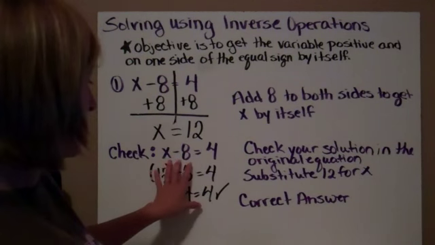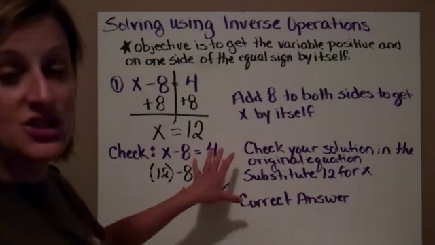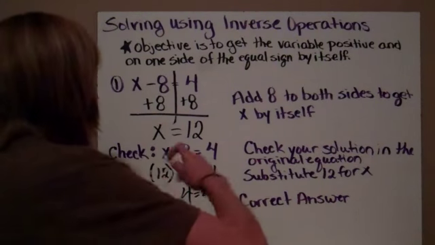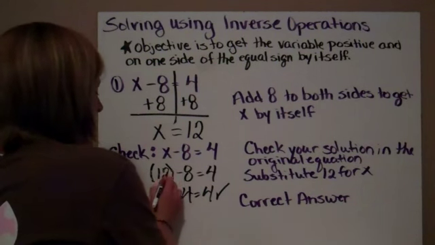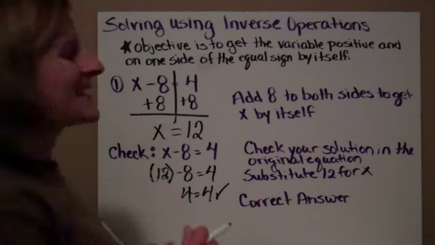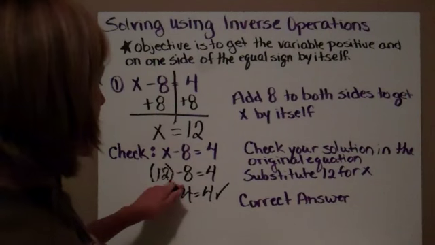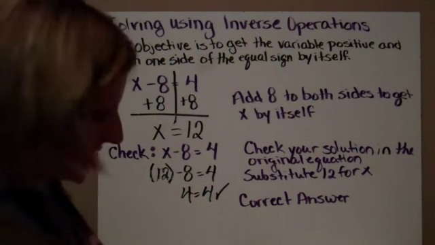Now here I've got my original equation, x minus 8 equals 4. I'm going to check that by putting in 12. Now notice I put 12 in parentheses. That way, if it was a negative 12, I keep the negative with the 12. So I do 12 minus 8, and that's 4. Since both sides equal 4, that is a correct answer.